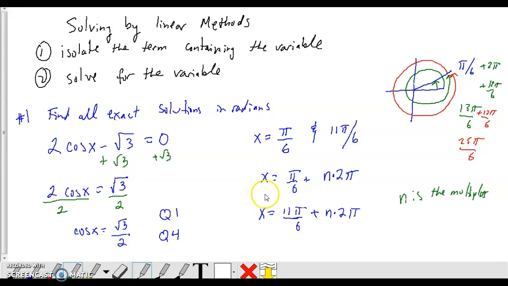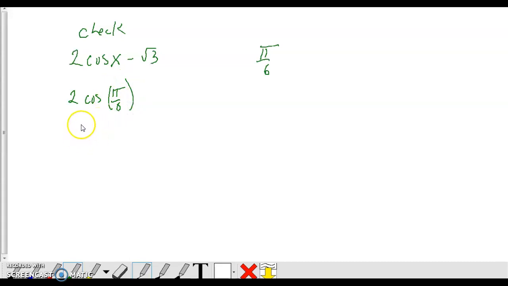And we do want to make sure this is actually true, so let's check this answer out. Here's our quick little check: 2 cosine of x minus root 3 equal to 0. Let's check pi over 6. So 2 cosine of pi over 6 is 2 times root 3 over 2, minus root 3. The 2's will cancel out, leaving you with root 3 minus root 3, and when you subtract it, you get 0.